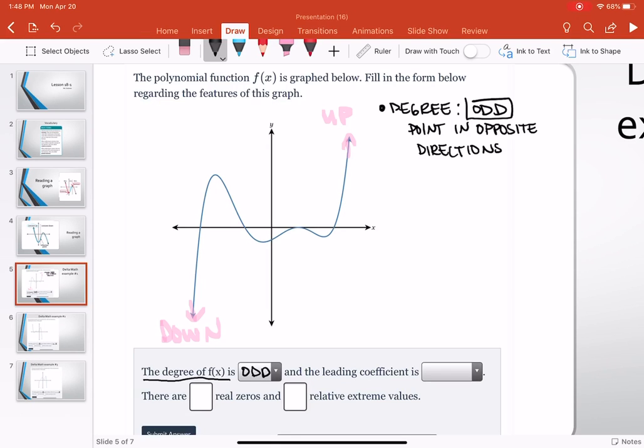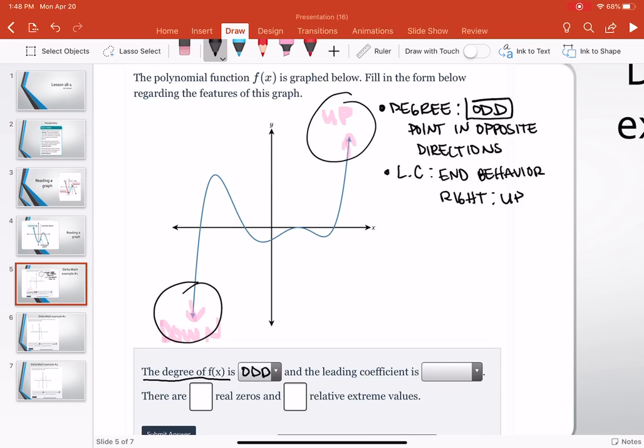Okay, so now we're going to do the leading coefficient. LC for leading coefficient. Same thing, we're going to look at the end behavior. Let's look at the right side. On the right side, it points in the up direction, and the left is down. So because the right is up and the left is down, this is going to be a positive leading coefficient. So here we would put positive.